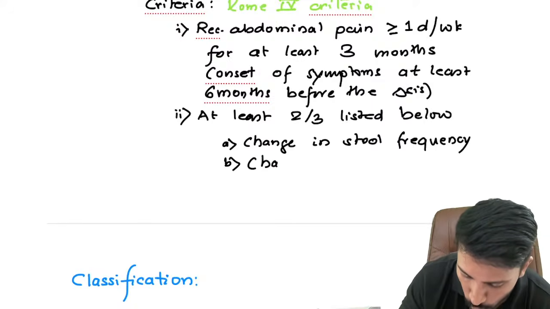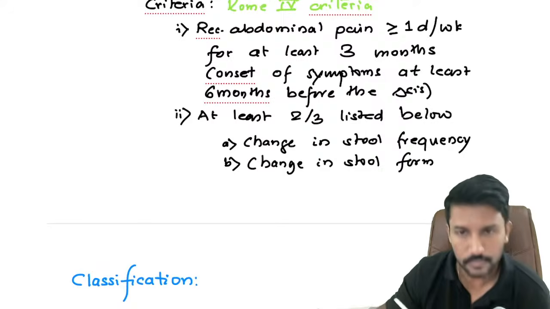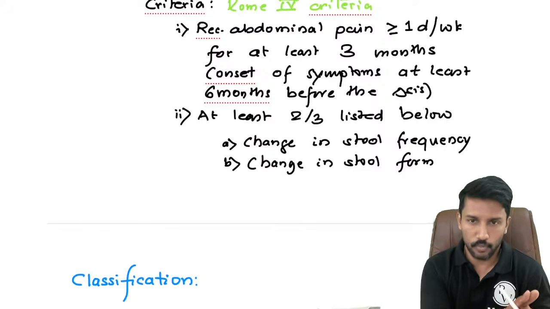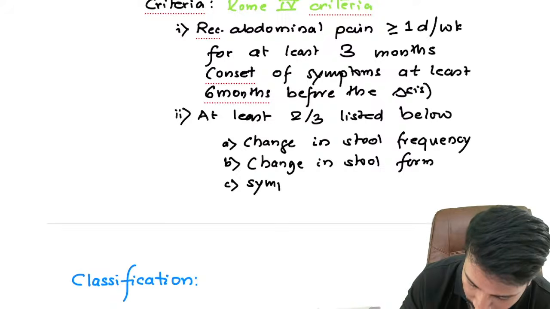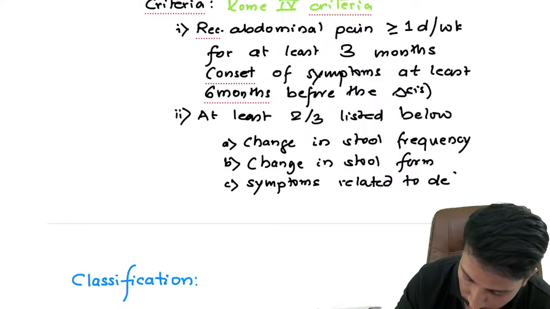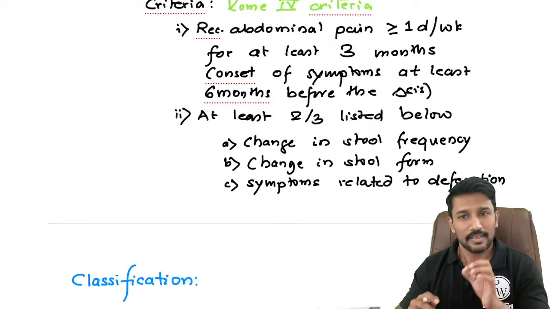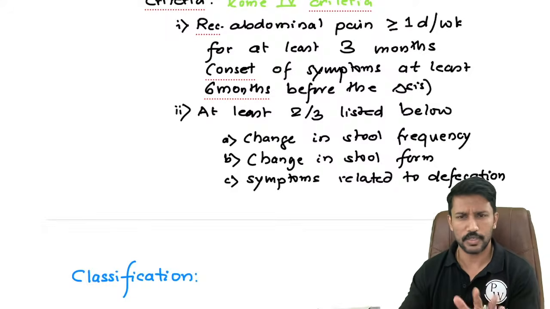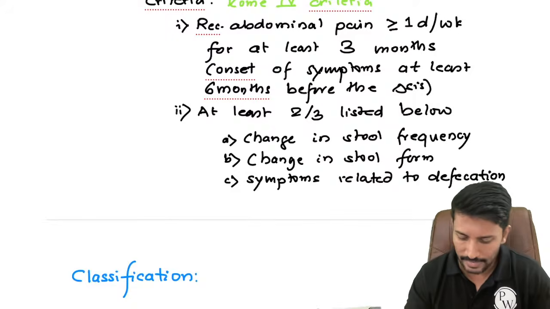Second is change in stool form. So earlier the stool used to be normal in consistency. Now it is way harder or way looser. Change in stool consistency. Third one is symptoms related to defecation. Now, what do I mean by that? Whatever symptoms we described, the abdominal pain and all, they're related to defecation in the sense that usually after passing the stool, the abdominal pain comes. That's a usual story. Most of the IBS patients come to us and say, sir, after passing the stool, the abdominal pain comes. Right? That is the third point.